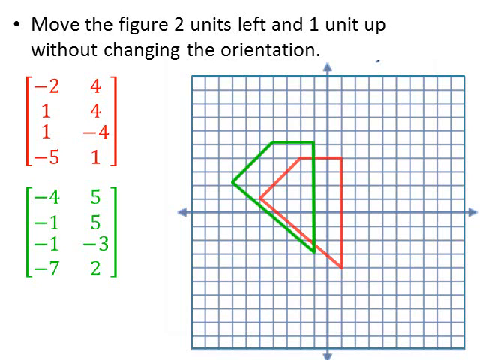If we had moved it to the right, then we would have added 2. And the other thing that happens is the shape moved up, so we added 1 to the second column because that's the y coordinates. So 4 becomes 5, -4 becomes -3, and 2 becomes 1. If we had moved it down, we would have subtracted however much it is. This is called a translation.